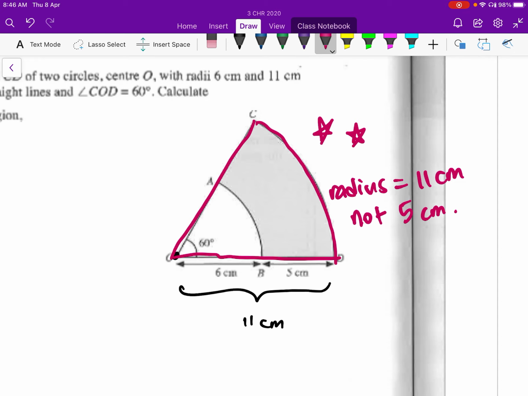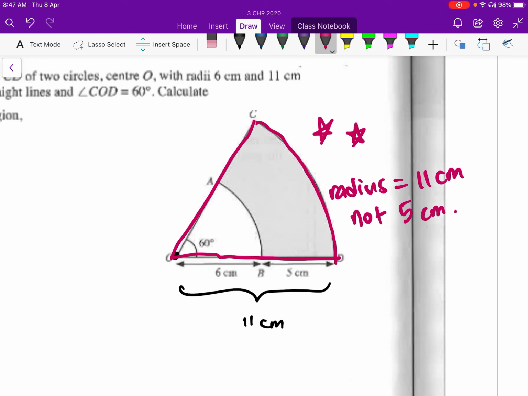They may think that, to find the area of the shaded part, you use the radius as 5. But no, that's not correct. The radius is 11. This 5 over here is not a radius. This 6 cm is a radius, because we start from the center of the circle. This is a sector, so this 6 cm is a radius.